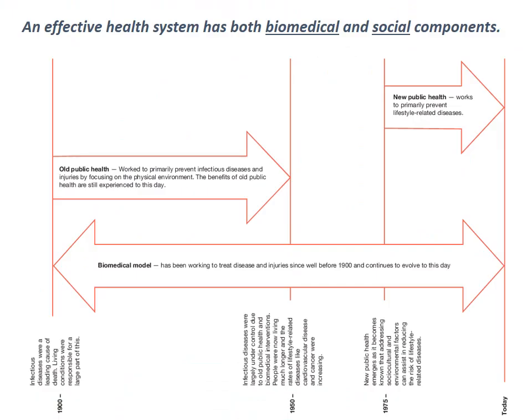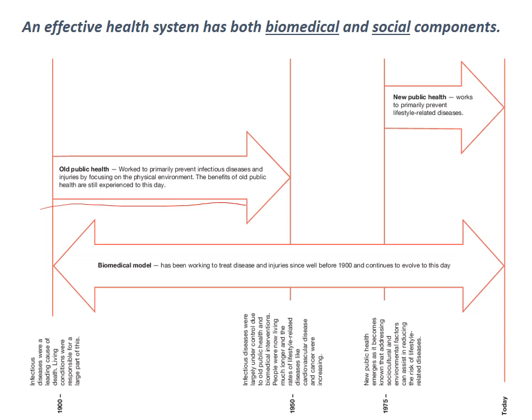I showed you this graphic, which compares the biomedical and social parts, or shows how they work together. So if we look at the top at our public health, we had our old public health in the early 1900s, and that was to stop the spread of infectious diseases. It was really focused on physical environments and cleaning up cities, having better sanitation, improving food, things like that.